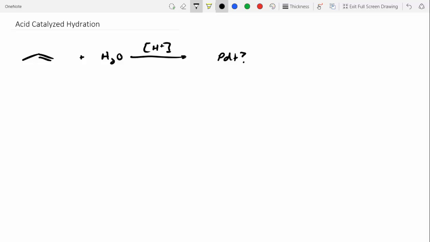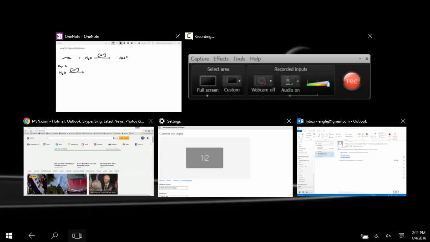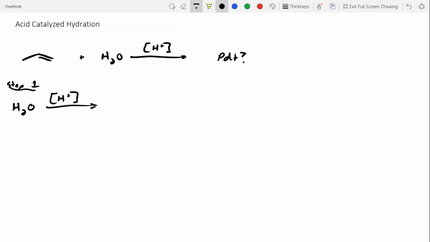So in this case, what do you think the first step of this reaction will be? What's the fastest reaction in chemistry? Acid base. All right, so we've got our water, and we've got our acid. So this is going to be step one. Step one will just be a proton transfer. We'll protonate our water and form hydronium. Okay, now we can deal with step 2.